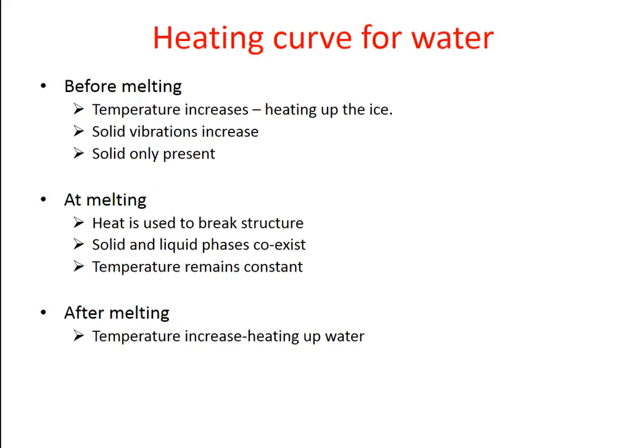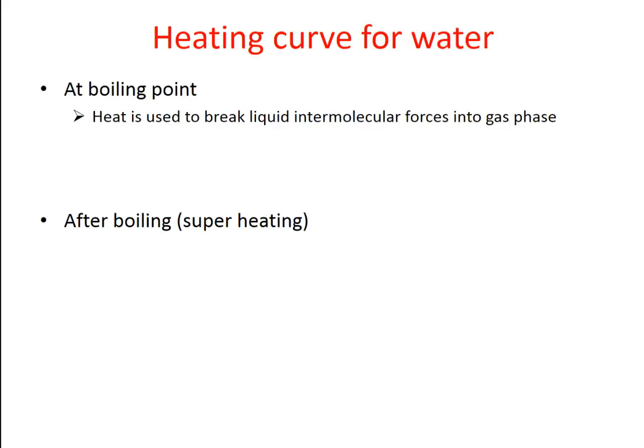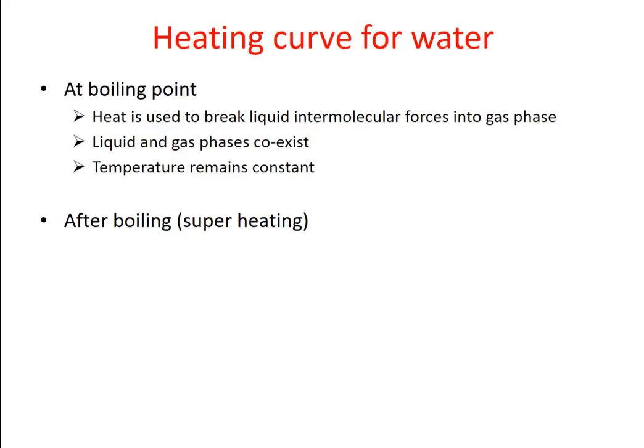After melting, we see a temperature increase because we are heating up the water now. Liquid vibrations increase. At this point, liquid only is present. At boiling, heat is used to break liquid intermolecular forces into gas phase. So we are breaking the liquid structure. Liquid and gas phases coexist. Temperature remains constant. After boiling, which we call superheating, we see a temperature increase.